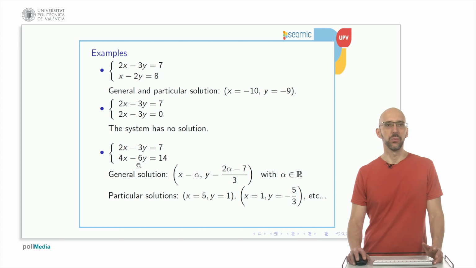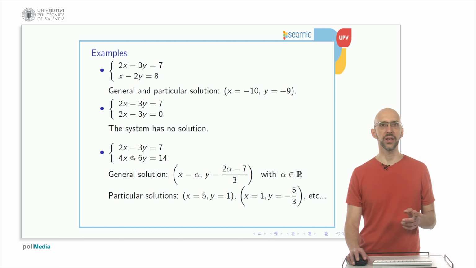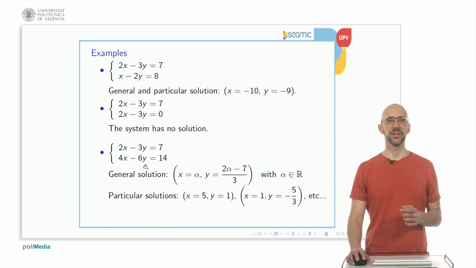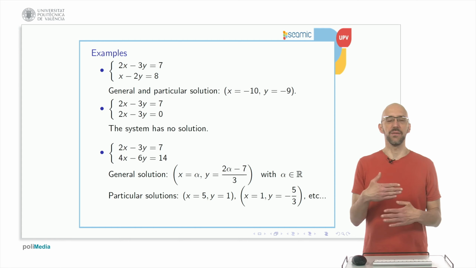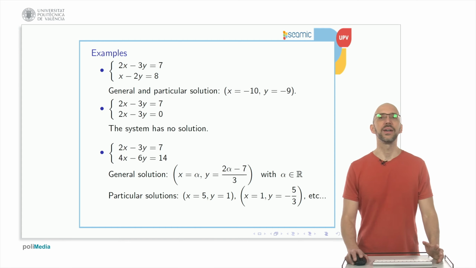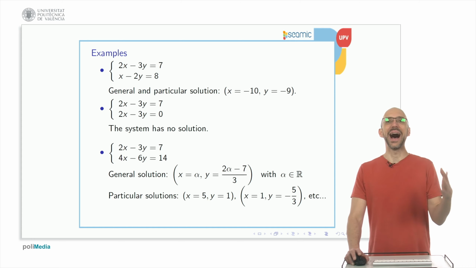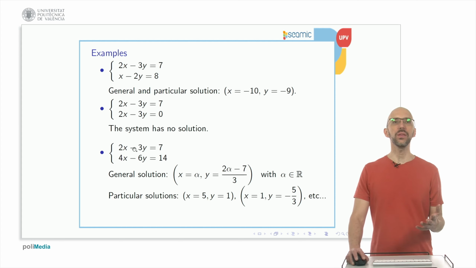The other one is that one. In this case, it's easy to see that the second equation is exactly the first equation multiplied by 2. 2 times 2 is 4, 2 times 3 is 6, 2 times 7 is 14. So we have 2 equations, but one equation is exactly the same as the previous one. In this case, you are going to find an infinite number of solutions because one of the equations doesn't add any information. It's useless in this case. The second one is useless. The only one I need to work with is the first one.